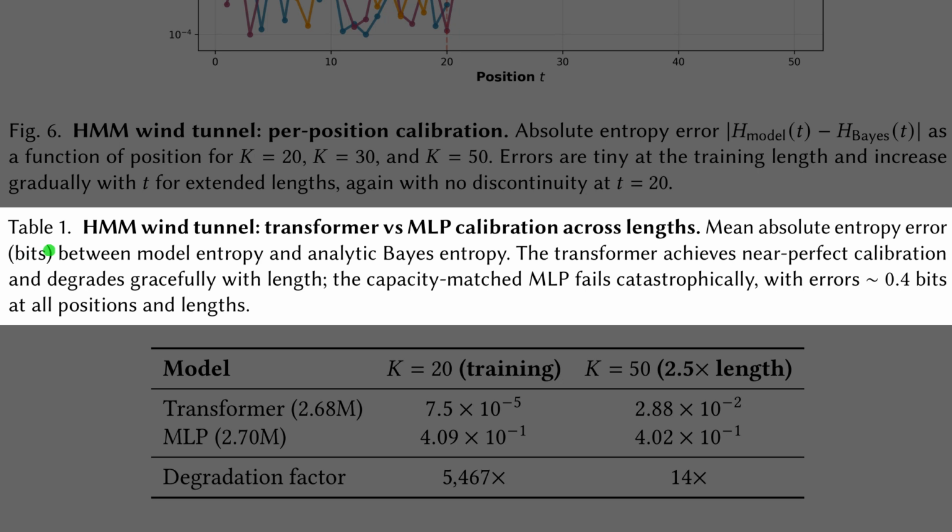Table 1 summarizes that story numerically by reporting mean absolute entropy error, which measures how far the model uncertainty is from the analytic Bayes uncertainty. The transformer stays near 0 at length 20, and only rises to about 0.013 at length 30, and about 0.029 at length 50. The capacity-matched multi-layer perceptron sits around 0.40 bits at every length, so it never learns the recursive belief update.